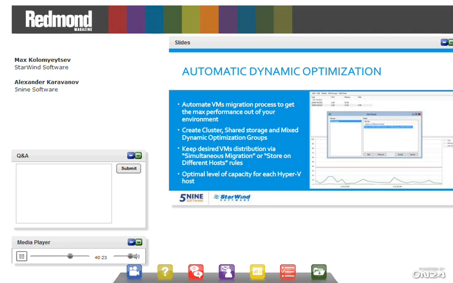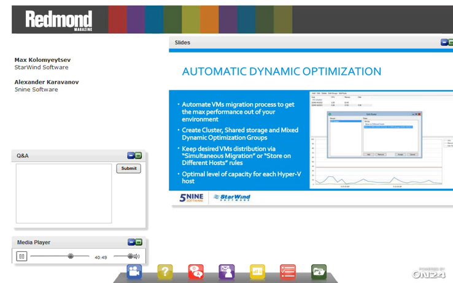The most recommended, of course, is to set up a highly available Hyper-V cluster and enable dynamic optimization in cluster dynamic optimization group mode. Also, you can keep the desired virtual machines distribution with simultaneous migration or store on different hosts rules. That's also available within dynamic optimization configuration.